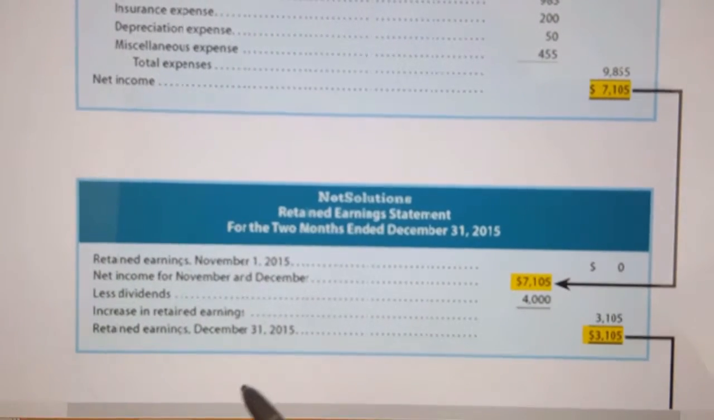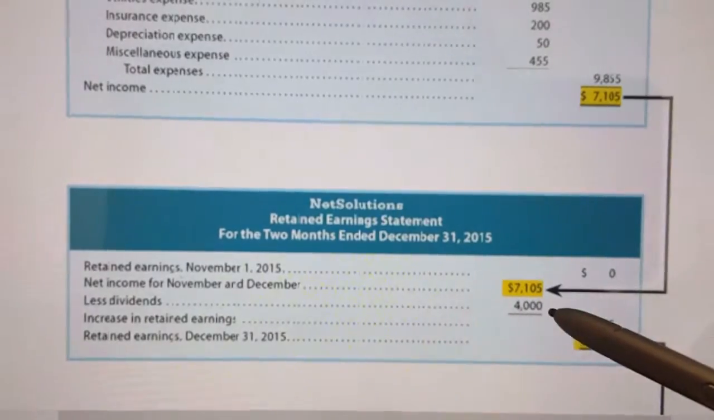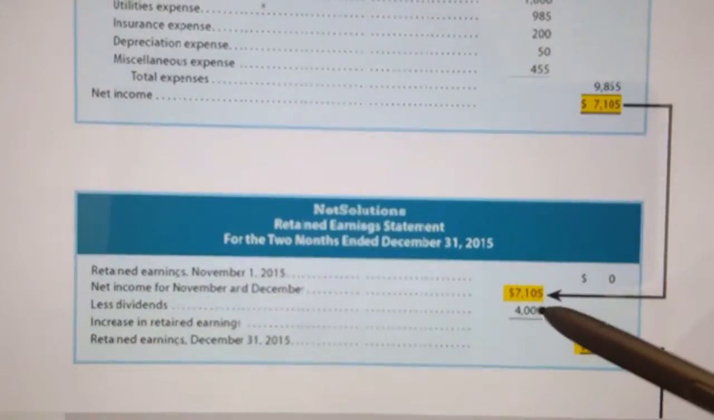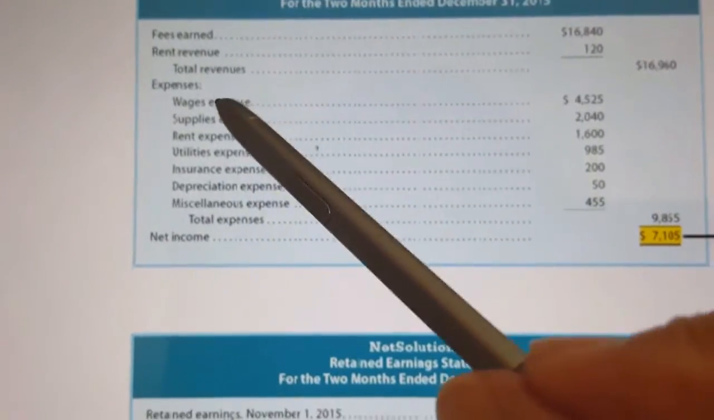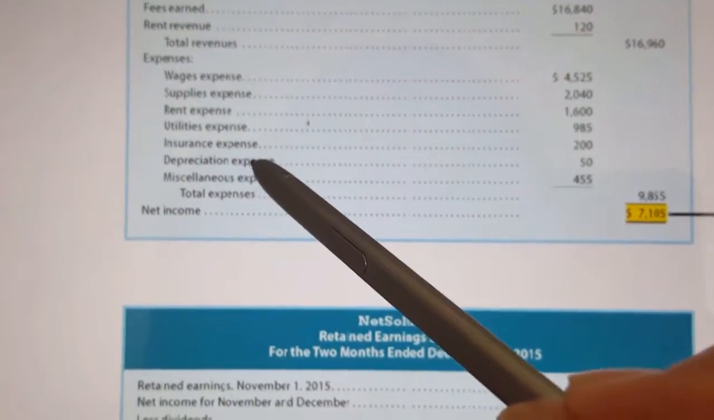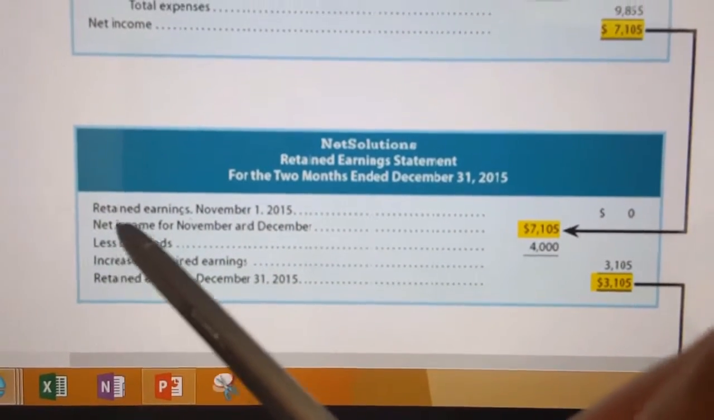And then, remember, the single underline tells us that we've done a mathematical function. And in accounting, unless it's on the income statement, where we know revenues minus expenses gives you net income, we're going to write if we're adding or subtracting.